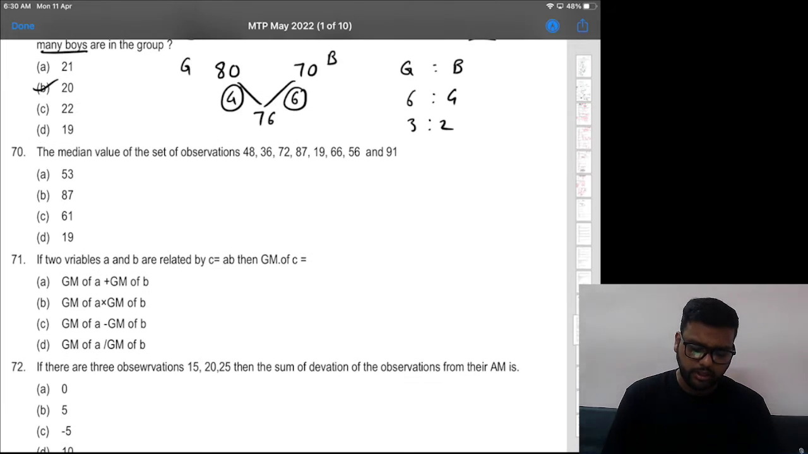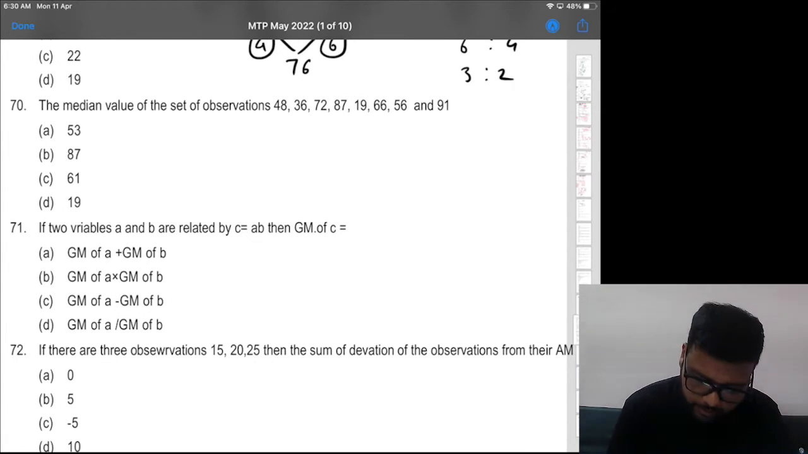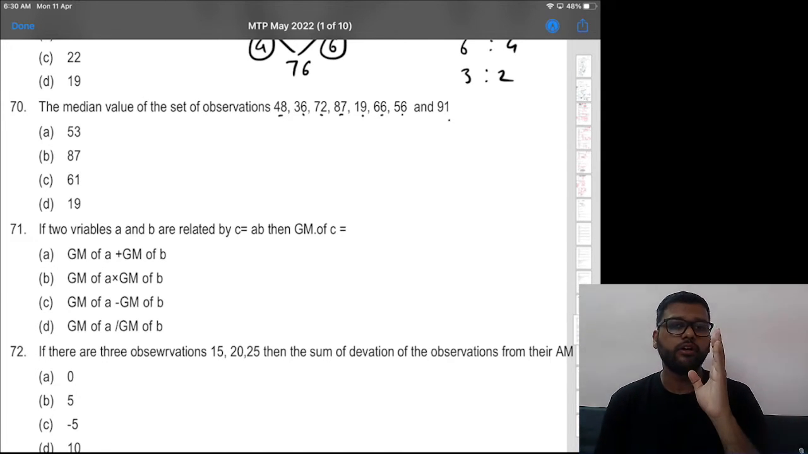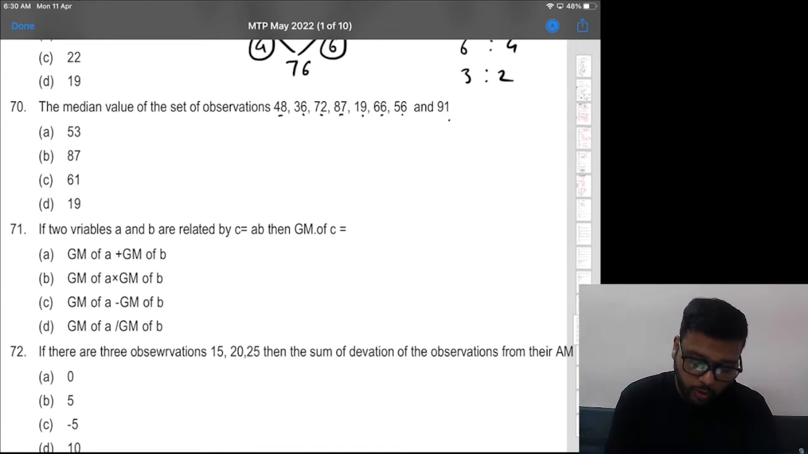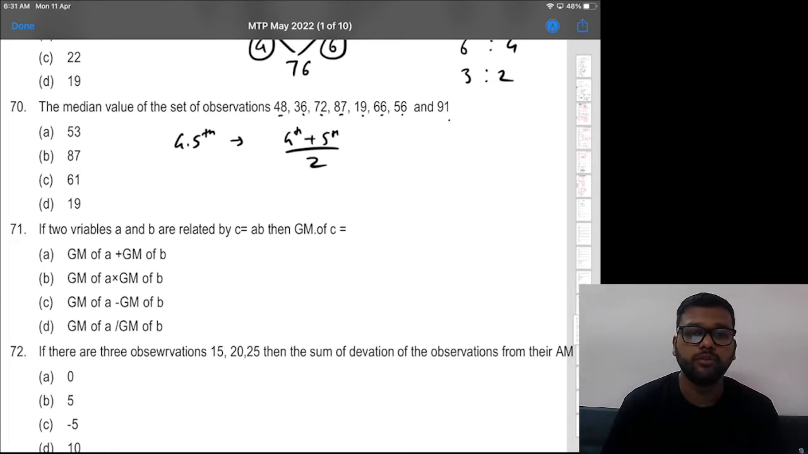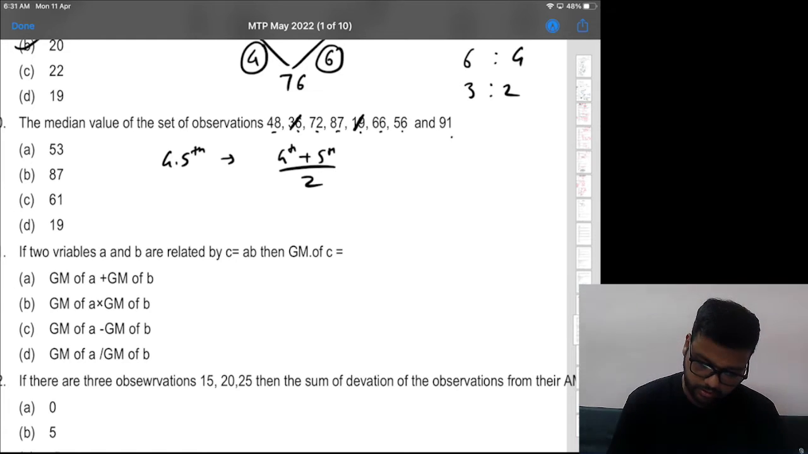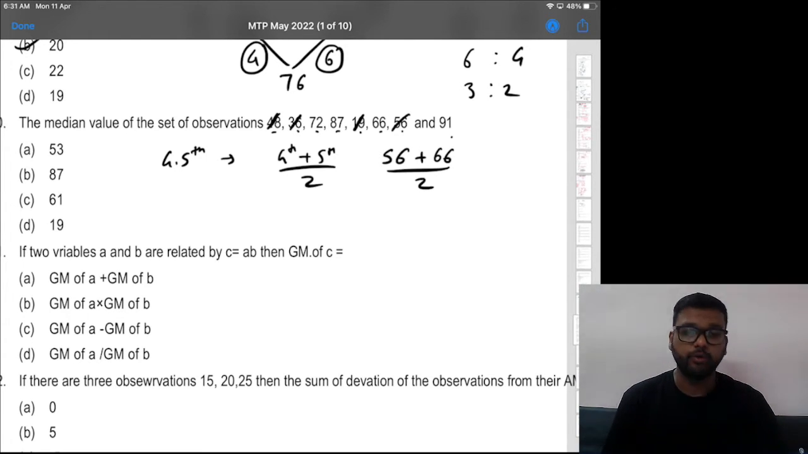Okay, 70. The median value of a set of observations. Let's see how many observations are there. 1, 2, 3, 4, 5, 6, 7, 8. That means we want n plus 1 by 2, that is 9 by 2, or the 4.5th observation. 4.5th means what? We have to take 4th plus 5th by 2. So let's arrange them in ascending order and see what the 4th and 5th are. The 4th is 56 plus the 5th is 66, by 2. So 56 plus 66 by 2 is going to be the answer. 61, option C is the correct answer.